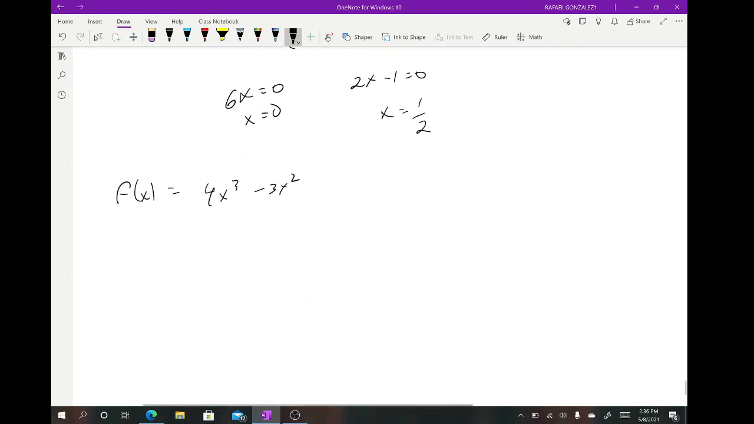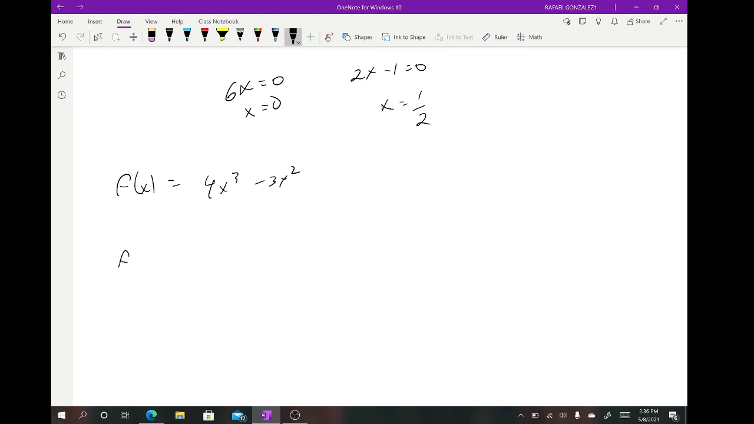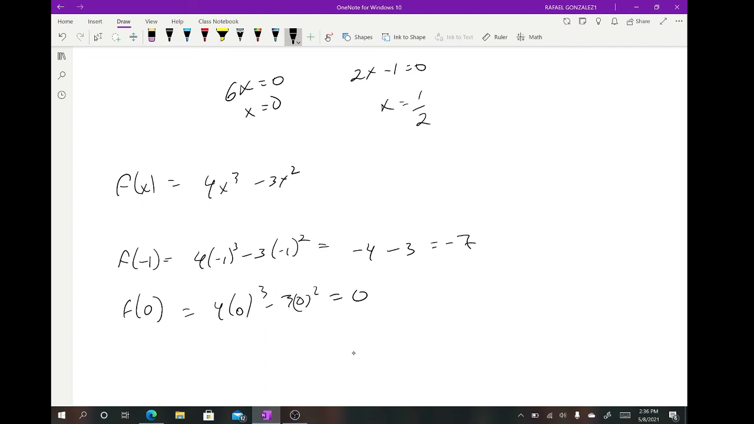So I'll start from lowest to highest. I'll go from f of -1, which is going to be 4 times minus 1 cubed minus 3 times minus 1 squared. Well, just do it all in one line. This is equal to -4 minus 3, which is equal to -7. F of 0, which is the next lowest point, because it's one of our critical values, is going to be equal to 4 times 0 cubed minus 3 times 0 squared, which is equal to 0.